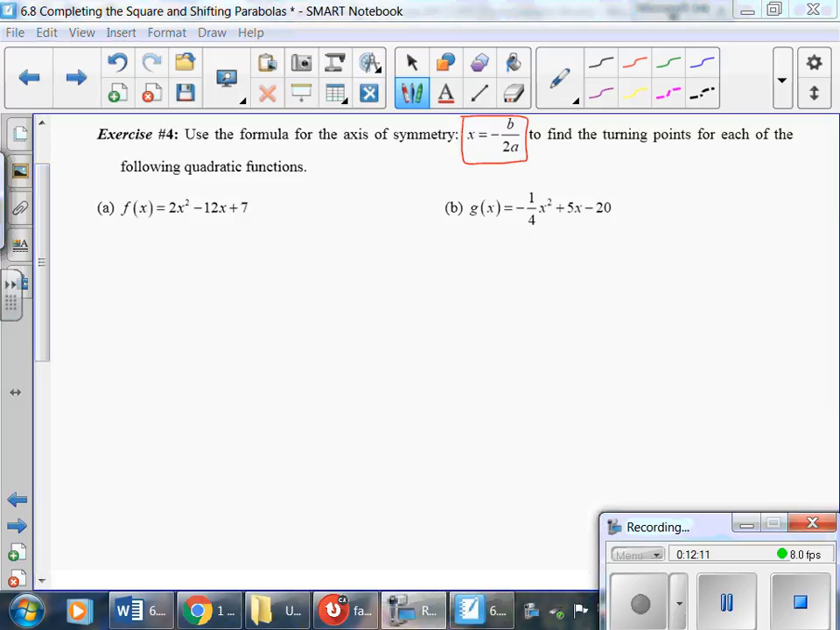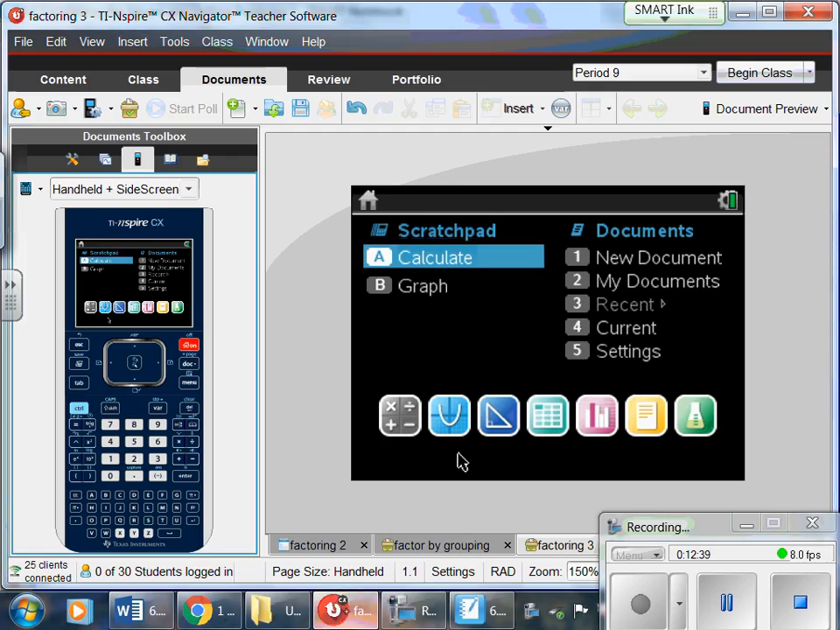Now, this is saying use the formula for the axis of symmetry to find the turning points for each of the following quadratic functions. Now, you didn't hear this from me. It's not like I'm videotaping this or anything on YouTube, but you can do a little cheating here, because you can see if you can determine sometimes, not always, what your vertex is from your calculator. So if we went to our calculator just real quickly, because we have the time to do it.